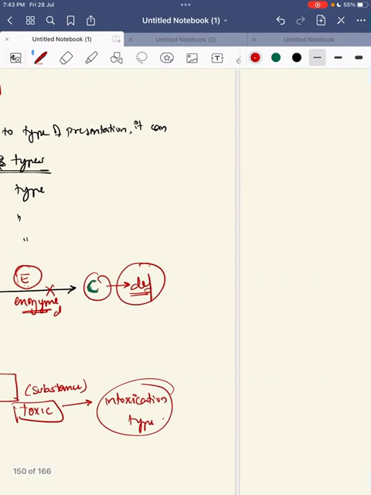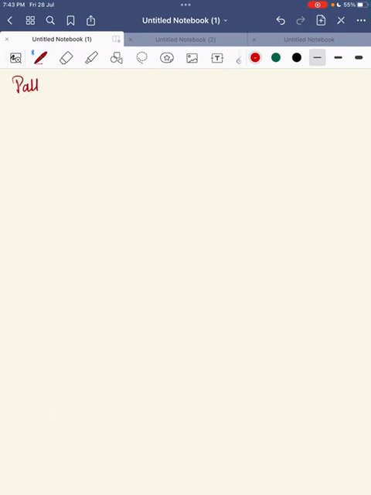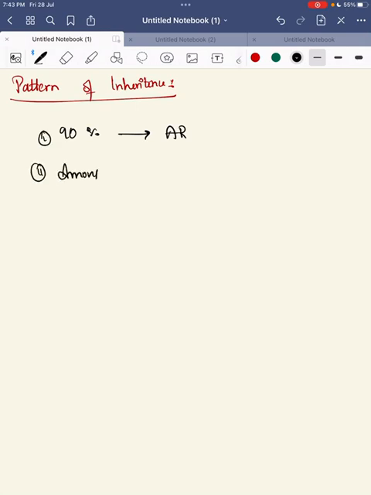Next, we will see the pattern of inheritance. 90% of the cases are due to autosomal recessive inheritance. Among the remaining 10%, two-thirds are due to X-linked inheritance and one-third are due to autosomal dominant inheritance.